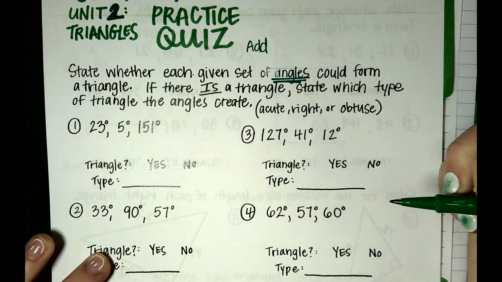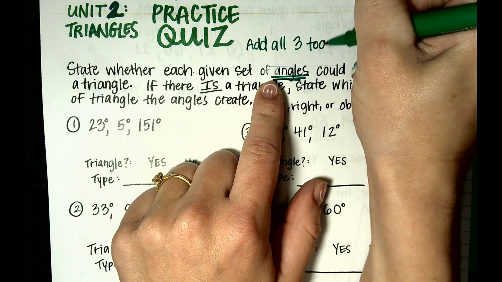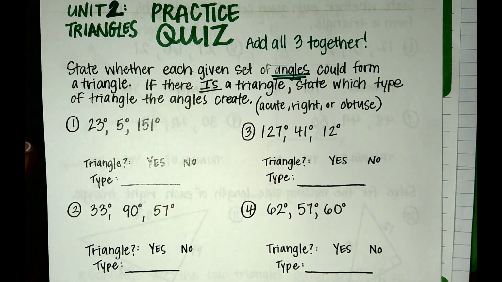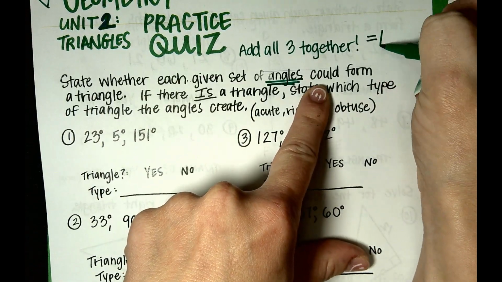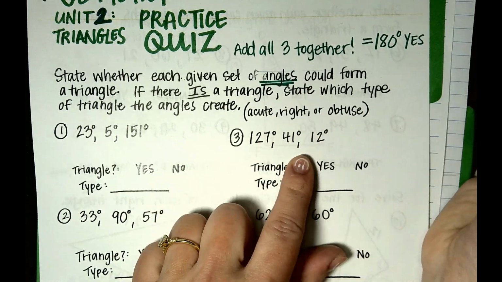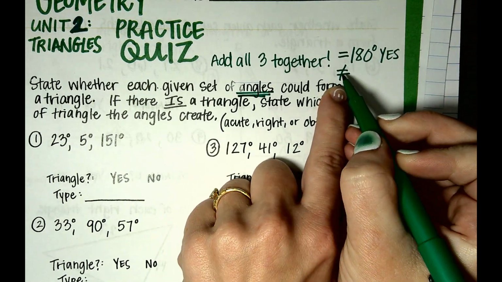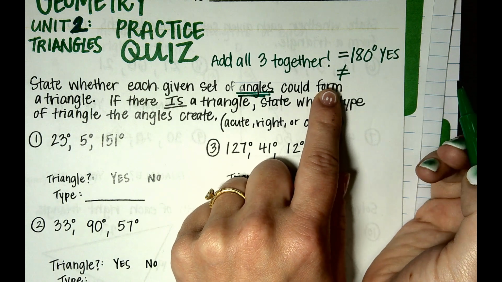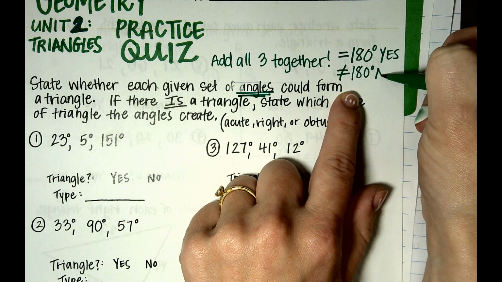So what we will do for these is add the angles together, so we can write this so we don't confuse it. Add all 3 together. If it was worded like that, we would have got it the first time. So we're going to add all 3 together. If it's equal to 180, then the answer is yes, it is a triangle. If it is this sign right here I just drew, not equal, so it could be 179, it could be 181, that is not a triangle. So not 180, no.